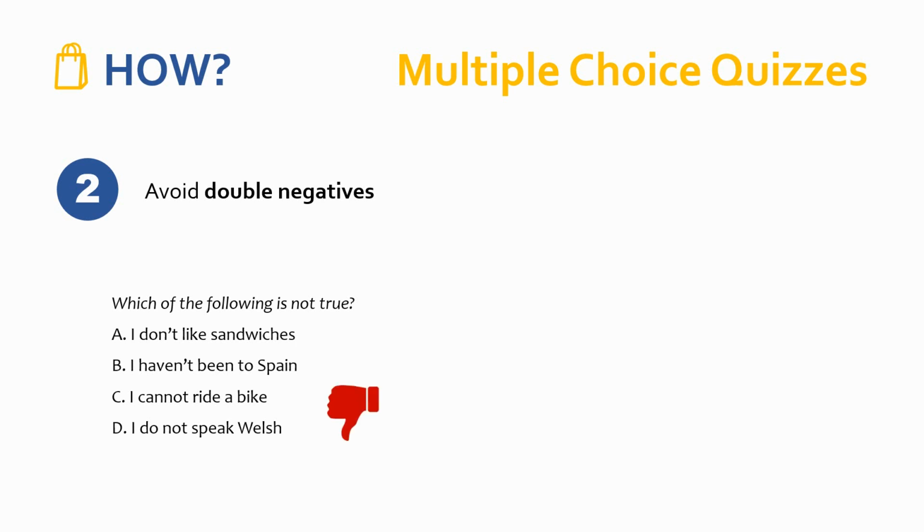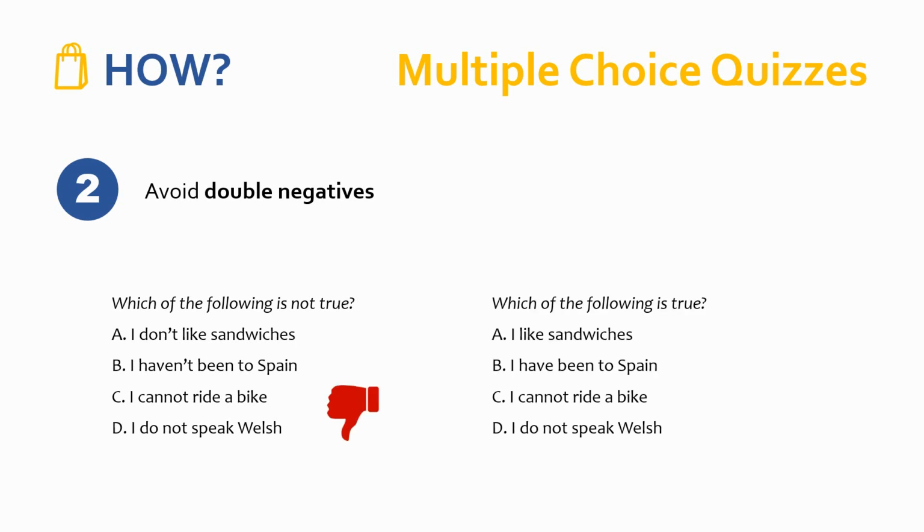So it's much more straightforward, therefore, to have something like this. Which of the following is true? And in this case, you can include some negatives in the options because they're not double negatives. It's much more plain and easy to understand.